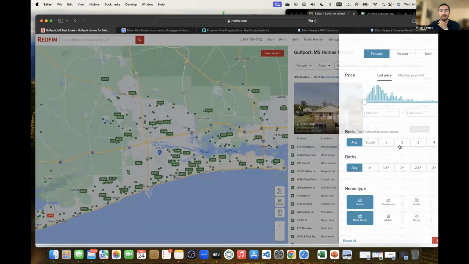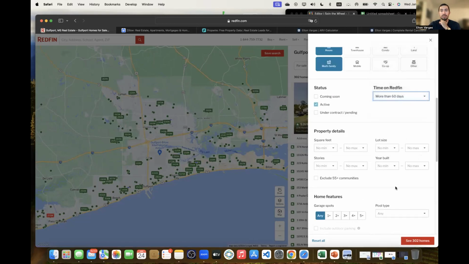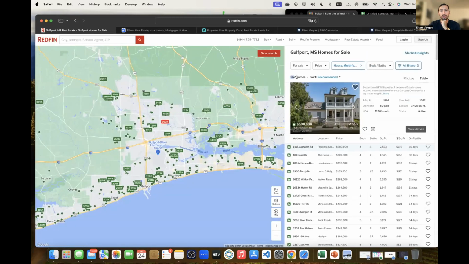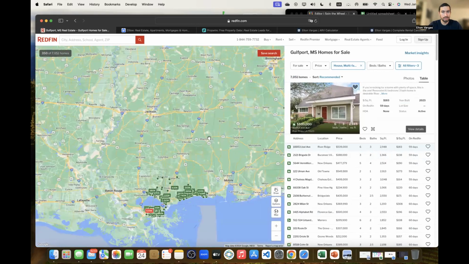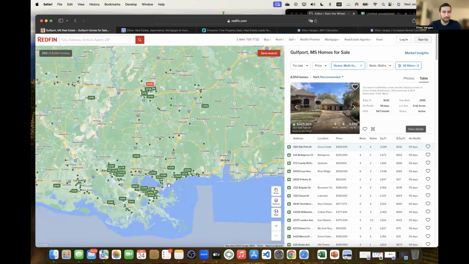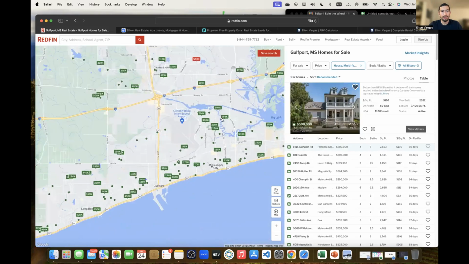I can even extend it, because sometimes sellers are more motivated when it's beyond 60 days. As you can see, it dropped from 300 to 262. So there are 262 homes that have been sitting in this market in Gulfport, Mississippi. Is this Mississippi? I think this is Massachusetts. Oh no, that is Mississippi. Okay, cool, just making sure. Awesome, awesome.